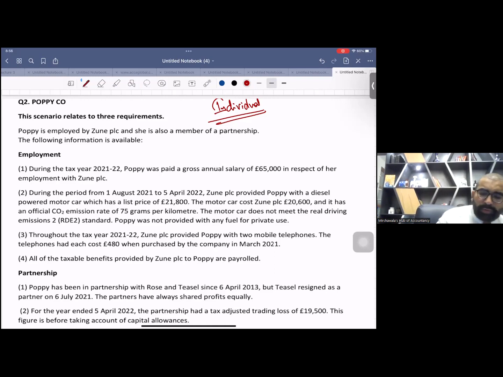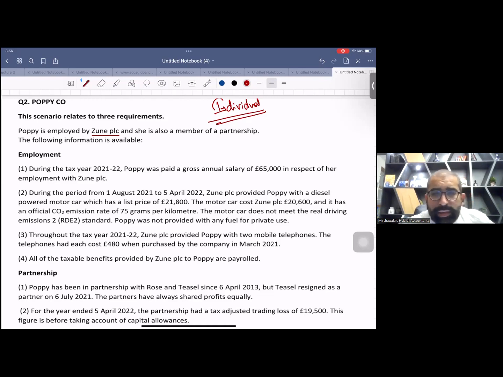Listen, Poppy is employed by Zune PLC, and she's also a member of a partnership. The following information is available. Number 1, during the tax year 21-22, Poppy was paid a gross annual salary of £65,000.